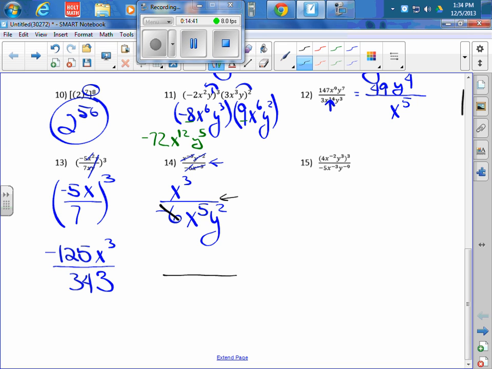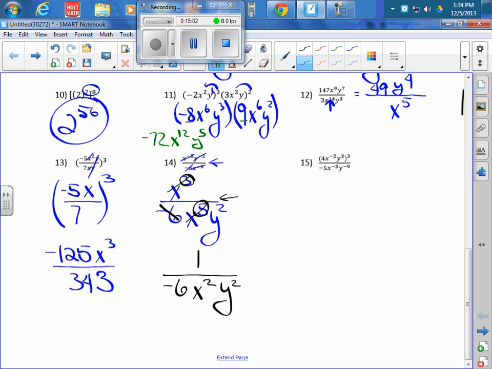Coefficients first, nothing happens with the negative 6. With x to the third and x to the 5th, we take 5 minus 3, we get 2, so we're going to have an x squared, and that goes in the denominator. Y squared goes in the denominator. What goes in the numerator? That's right, a 1.